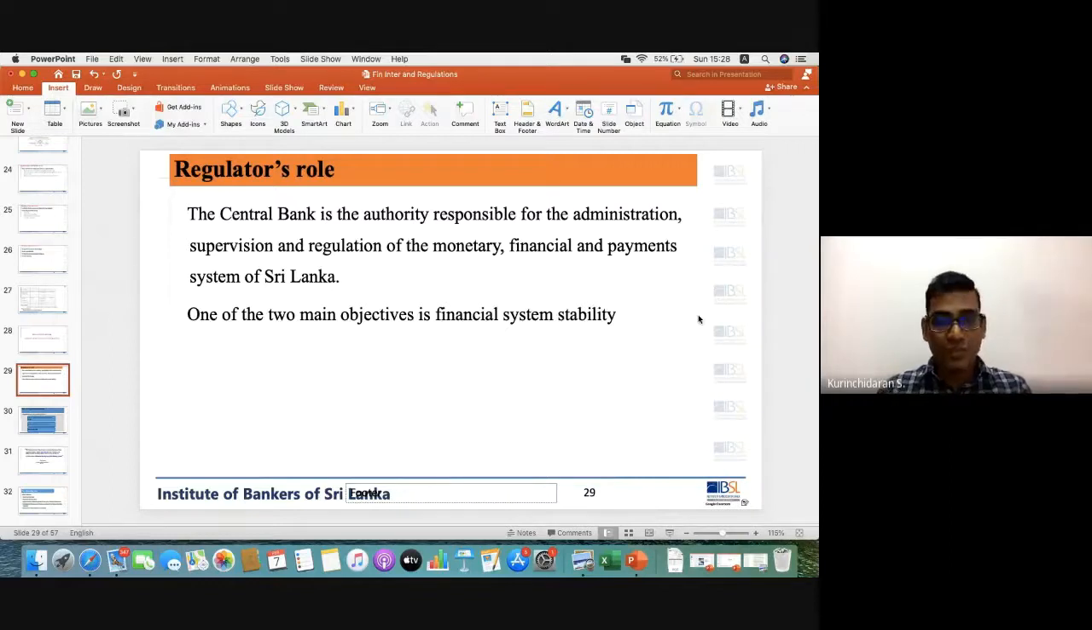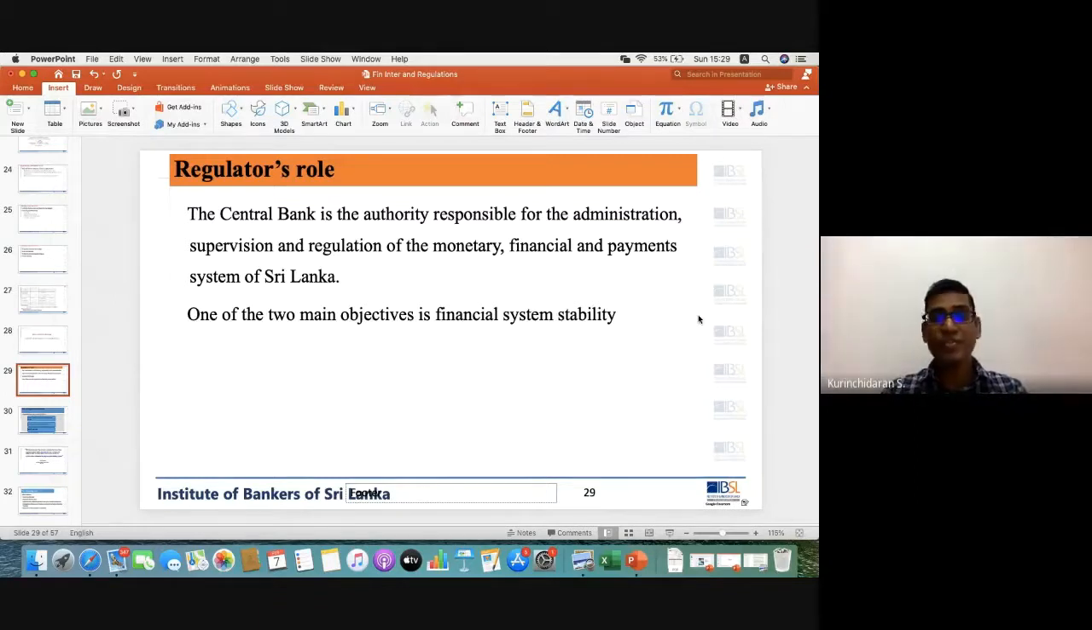So when it comes to the financial system, you can see the Central Bank of Sri Lanka has core objectives, right? One is economic and price stability. The other one is financial system stability. All over the world, the key objective of all these central banks is price stability.